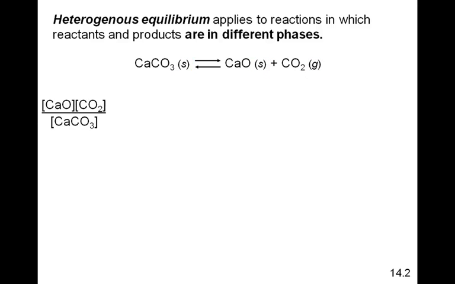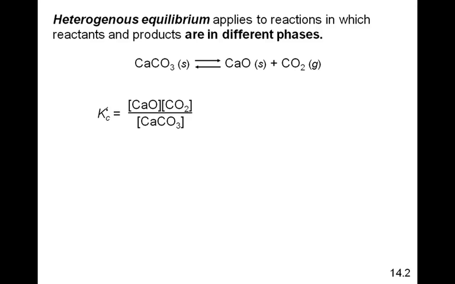Heterogeneous equilibrium applies to reactions in which reactants and products are in different phases. Like this reaction right here. We have a solid, calcium carbonate, decomposing to the solid calcium oxide and carbon dioxide gas. So the Kc is going to be equal to, based upon what we've talked about before, CaO solid times CO2 gas over CaCO3.